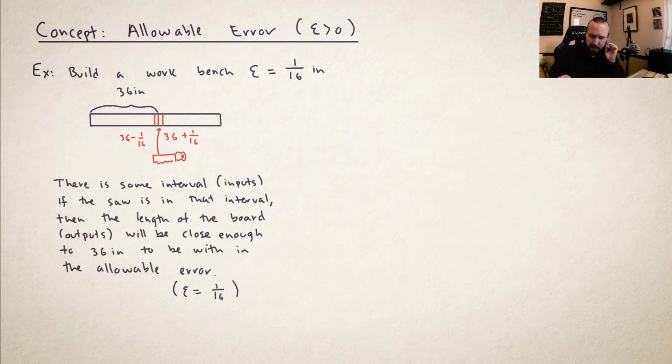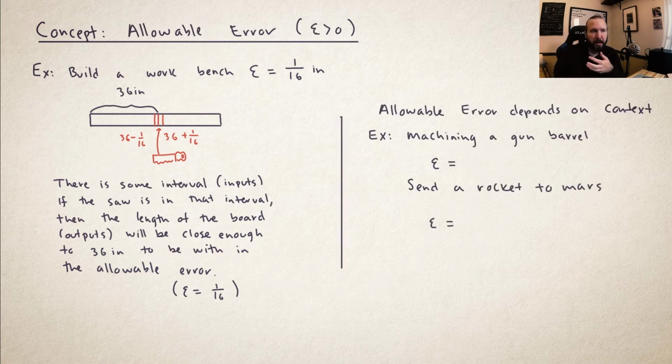So what this means is that I have some kind of range that I'm allowed to cut in. And so long as I make sure to put the saw within that interval, I know that the length of my board is going to be close enough to 36 inches. It may not be exactly 36 inches, but it's going to be within the allowable error. What your allowable error is depends on the context of the problem.